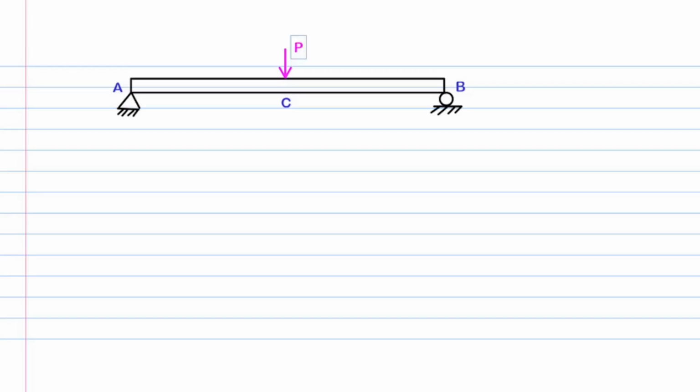Let's show a central point load denoted by P kilonewtons. Let's mark the lengths of the parts AC and CB as half times L meters. We denote the left end A with pin support as the reference end and mark an arrow directed towards the right, labeling it as X.